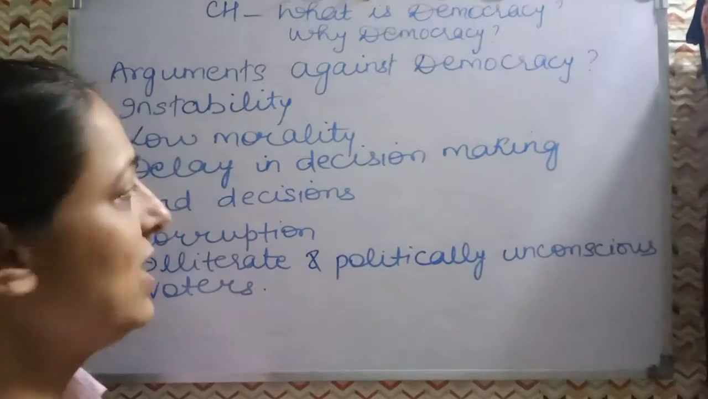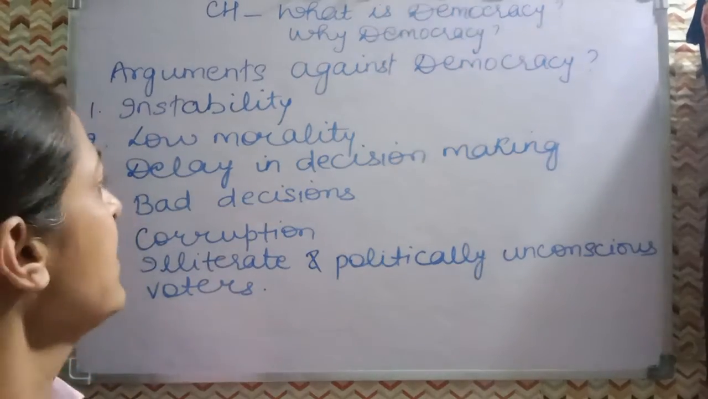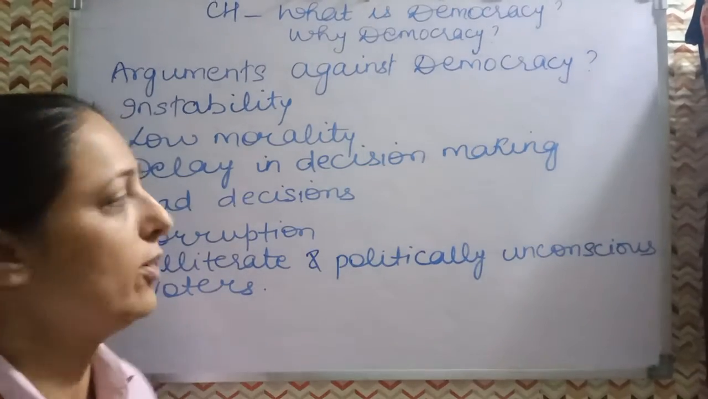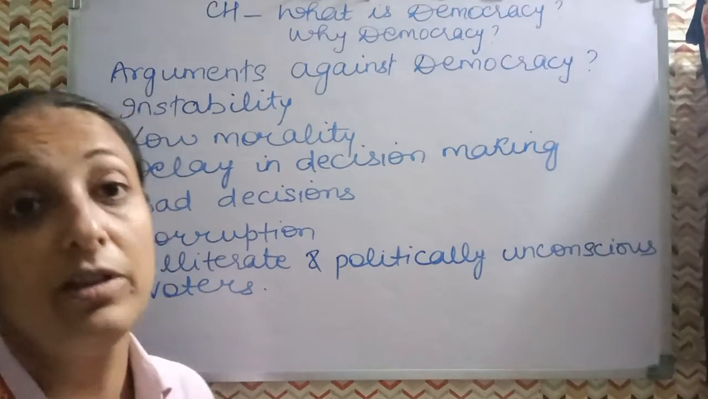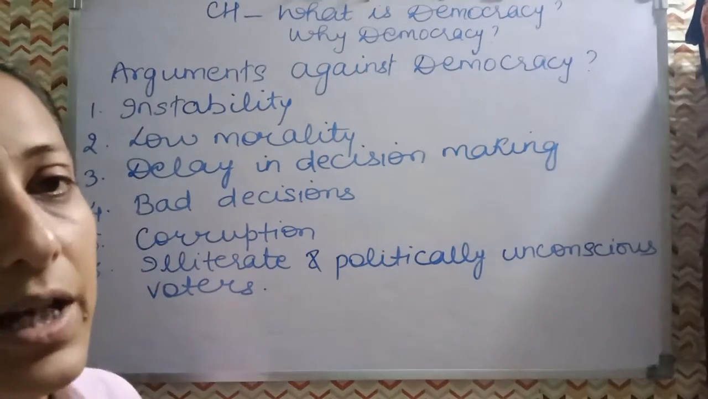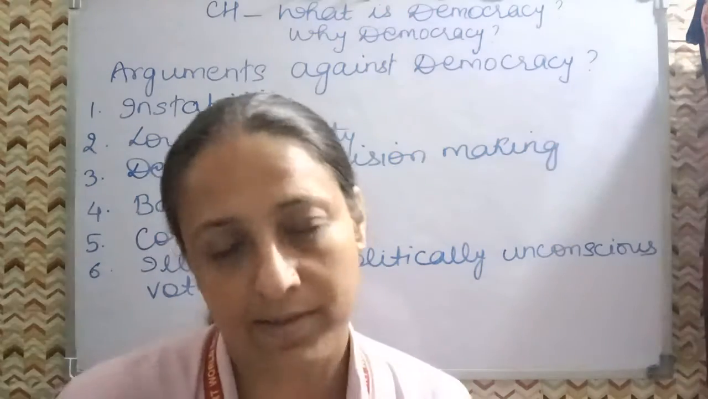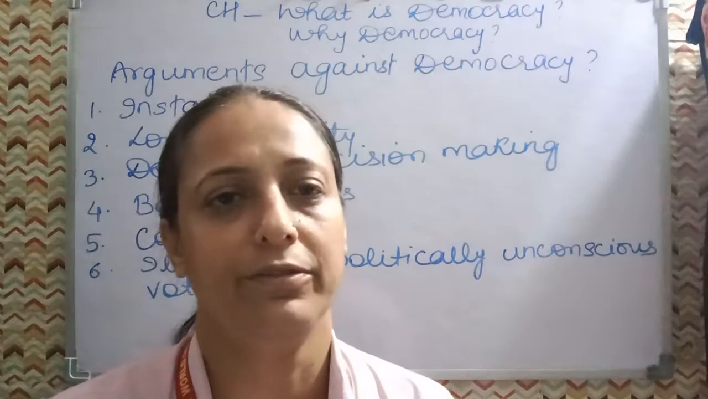Unstable governments we have seen, people have no moral values, leaders have no ethics, and decision making also takes a lot of time. And after that, bad decisions also came out. Corruption, a lot of corruption is there, and democracies have uneducated and politically unconscious citizens.